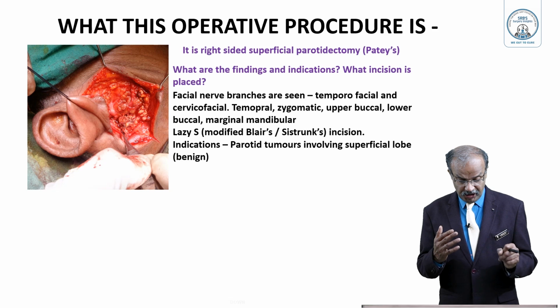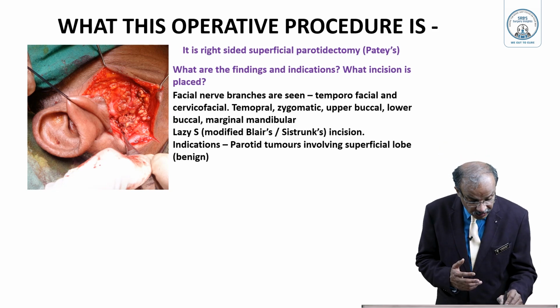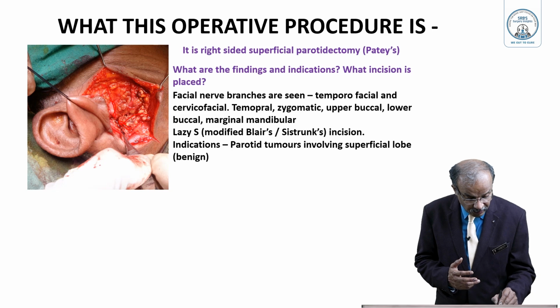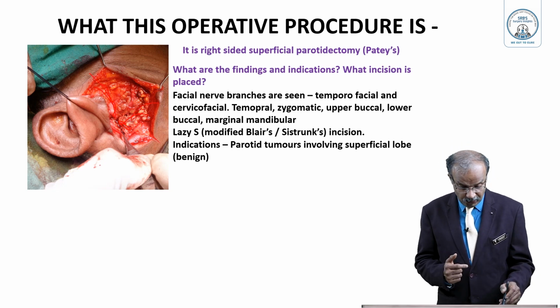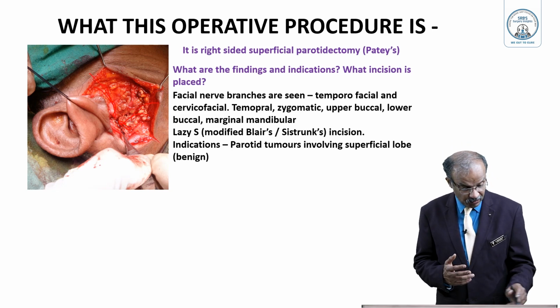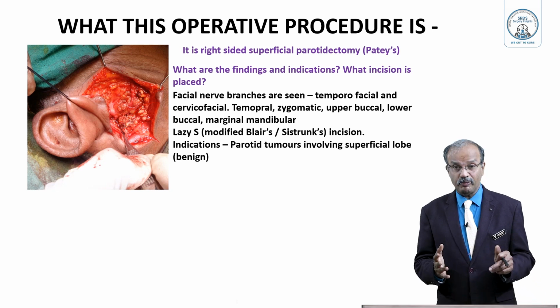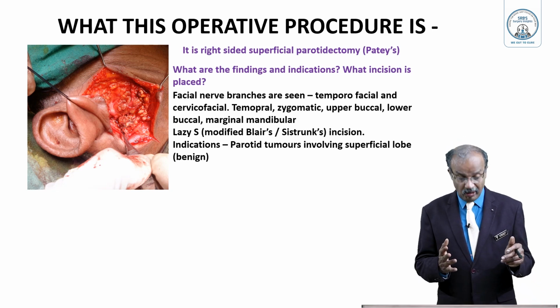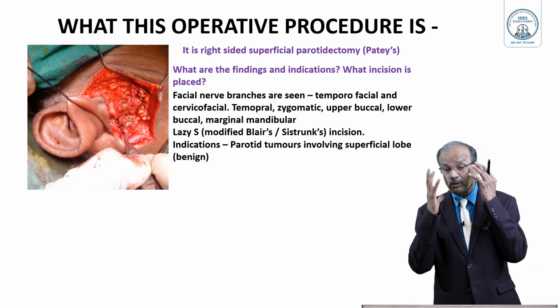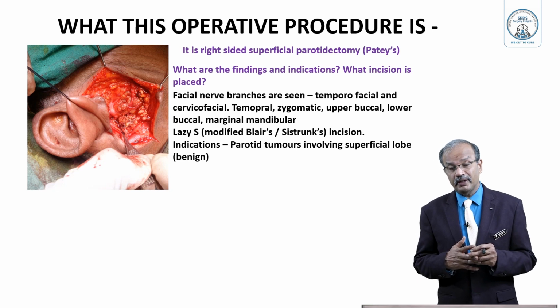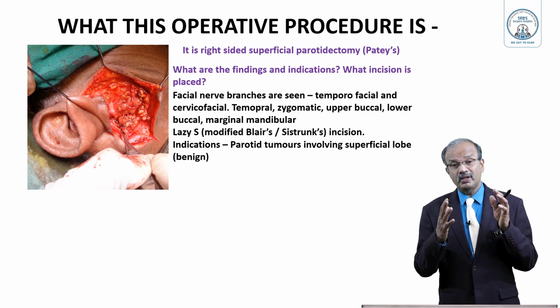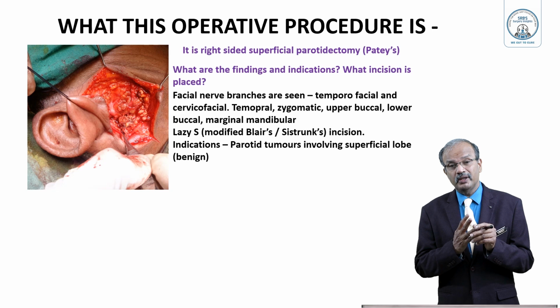So facial nerve branches are seen here. See that? Facial nerve branches are seen here. The main trunk is here. Superficial upper part, temporofacial, lower part, cervicofacial, and temporal, zygomatic, upper buccal, lower buccal, marginal mandibular. All these branches are very, very important. They are motor actually. And so you should know how to identify the facial nerve on table.